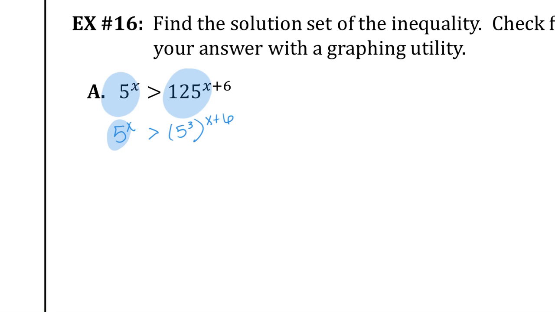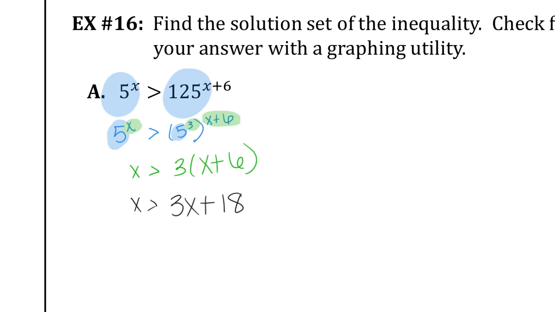My bases are the same, which means that my exponents can be compared to each other. So this becomes x is greater than 3 times x plus 6. Because whenever I have a power raised to a power, I can use multiplication to combine those. So that gives me x is greater than 3x plus 18.